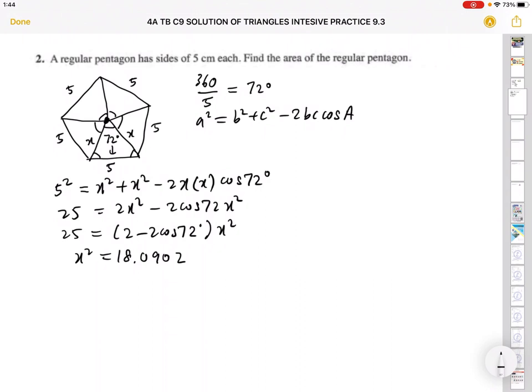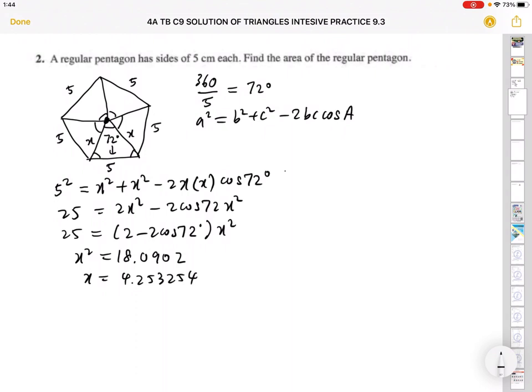Now you can square root it if you want, but when you square root and then square it back, the answer may not be the same, because we tend to round this off. If you want to square root it, make sure you use more decimal points, 4.25324.